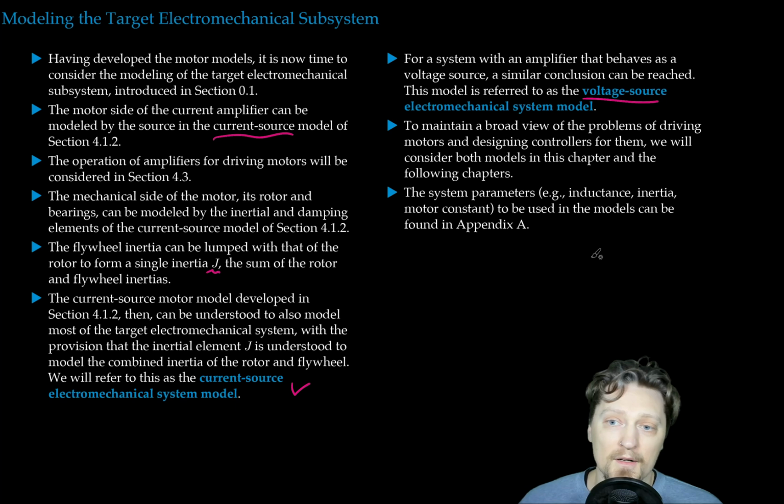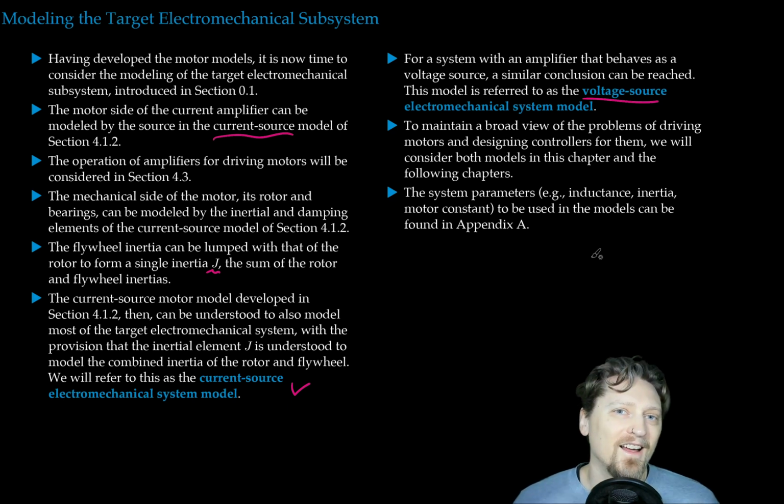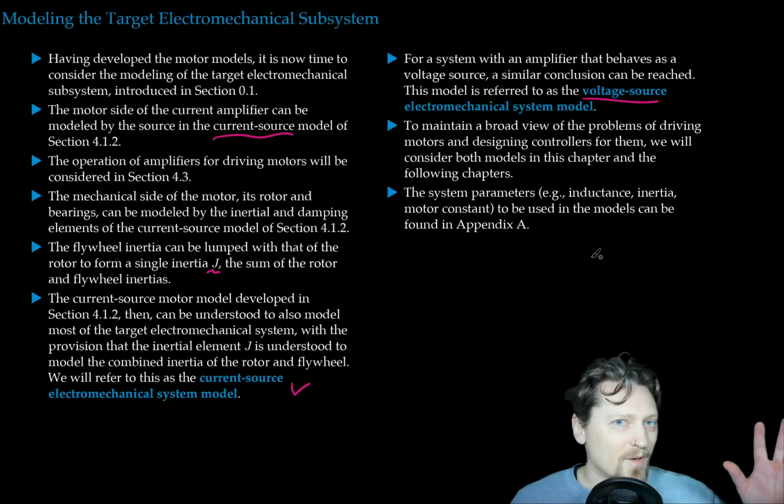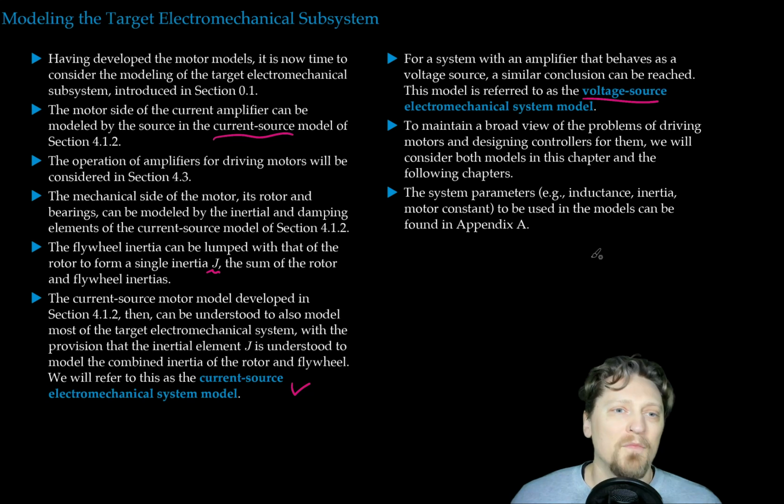The system parameters, for example, the inductance, the inertia, the motor constant, to be used in the models can be found in Appendix A on the companion website. Okay, so that is the introduction to modeling DC motors, and we've done it with a voltage source model and a current source model, developed state space models for both of them, and we're going to be using them later in this chapter. Okay, see you next time.